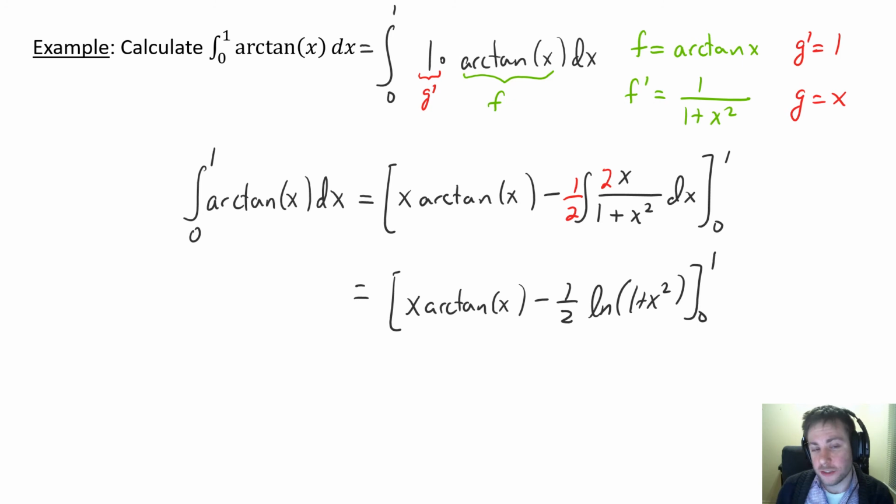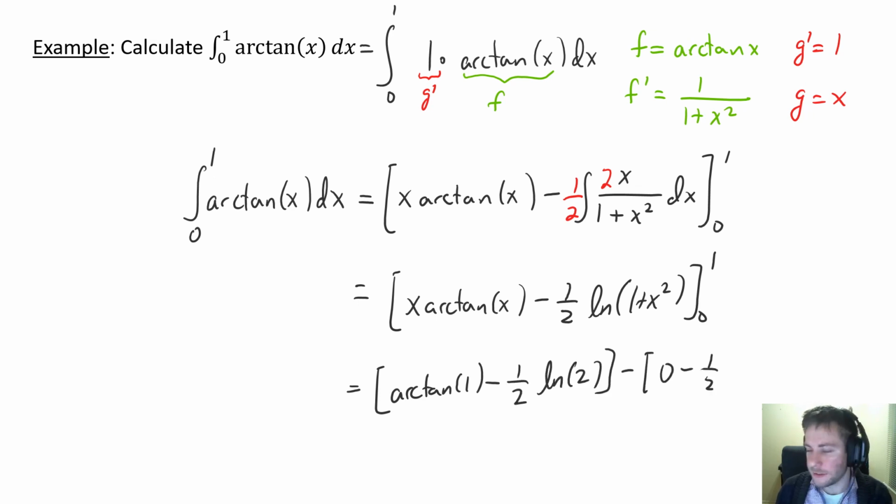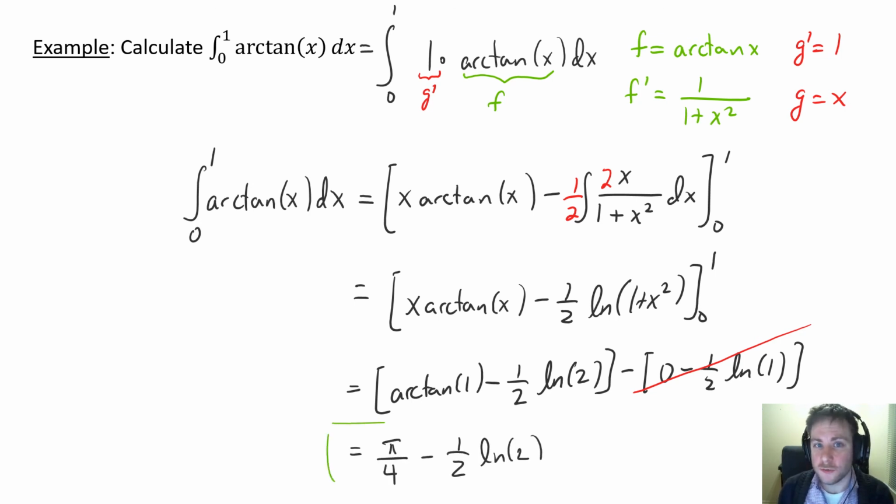Now that we have our antiderivative, we're ready to evaluate from 0 to 1. So first plug in x equals 1, then plug in x equals 0 and subtract the results. This entire second set of brackets has a value of 0, so we can just forget about that and focus on the first set. And as a final step, you can use the unit circle to show that arctan of 1 has a value of pi over 4.